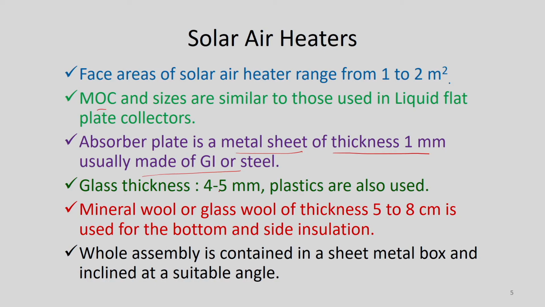And the thickness of the glass is about 4 to 5 mm. Okay? And nowadays plastics are also used in this kind of air heater. Mineral wool or glass wool of thickness 5 to 8 centimeters is used for reducing the heat loss at the bottom and sides, right.